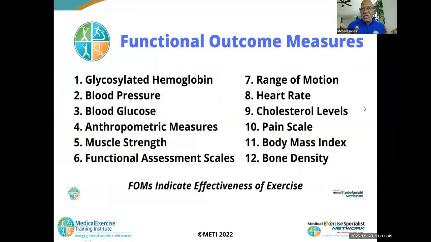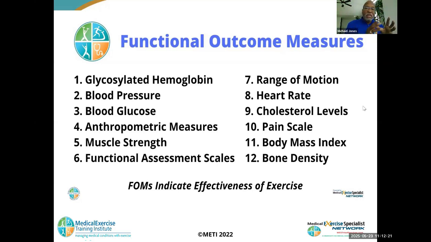These measures are universally understood by doctors, therapists, chiropractors, insurance carriers, nurses, every medical specialty, as a means of determining how well the client is doing with regard to their medical condition, as well as their homeostasis. So glycosylated hemoglobin, obviously, this is the gold standard of measurement for the diabetic client. Blood pressure is important, obviously, for the client that has hypertension. Blood glucose. Now, this is where we're simply measuring the blood glucose on a daily basis. This is also important for the diabetic client.